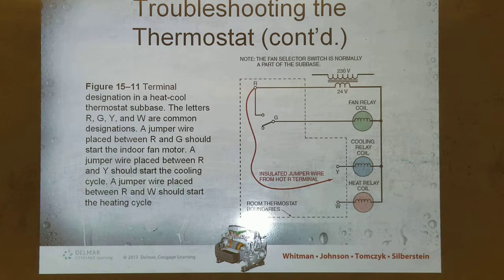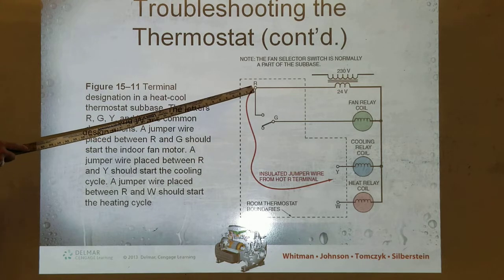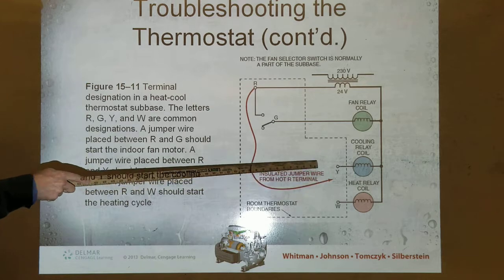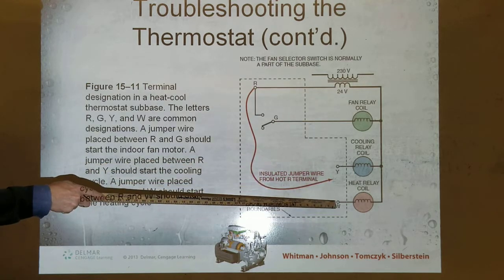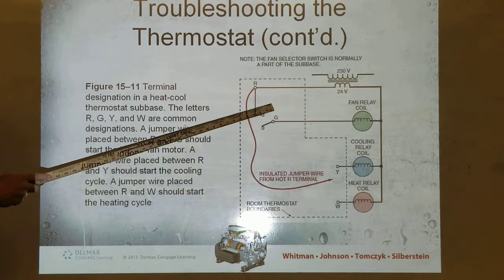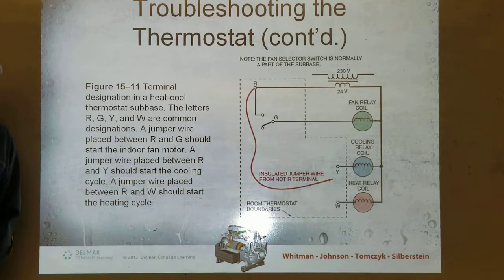Okay, so this is a cartoon of what they just talked about. You've got a jumper on the R terminal, and you're going to jump each one of these components, the white, the yellow, or the green, with the one terminal. You're just going to jumper it, right? And you're going to listen for the systems to come on. You see that?